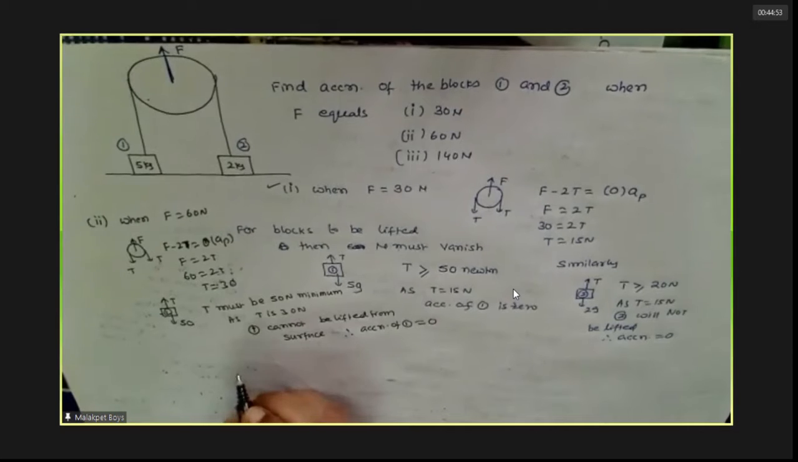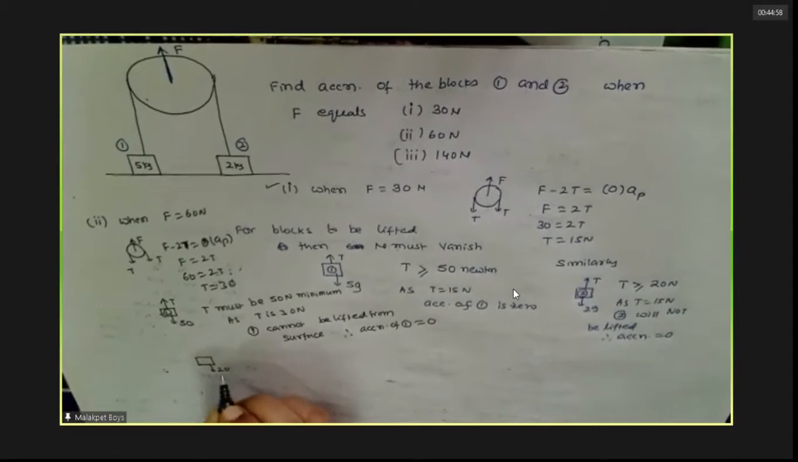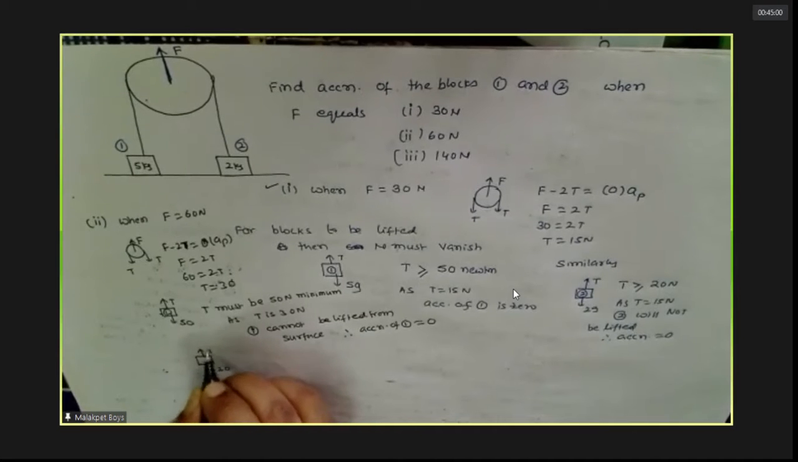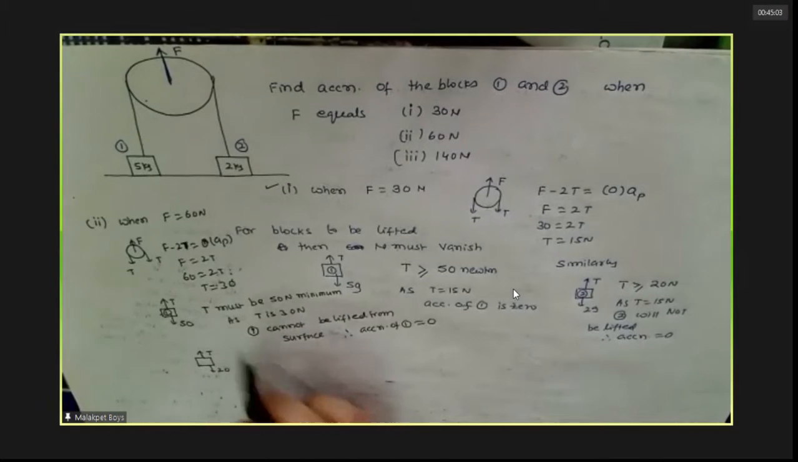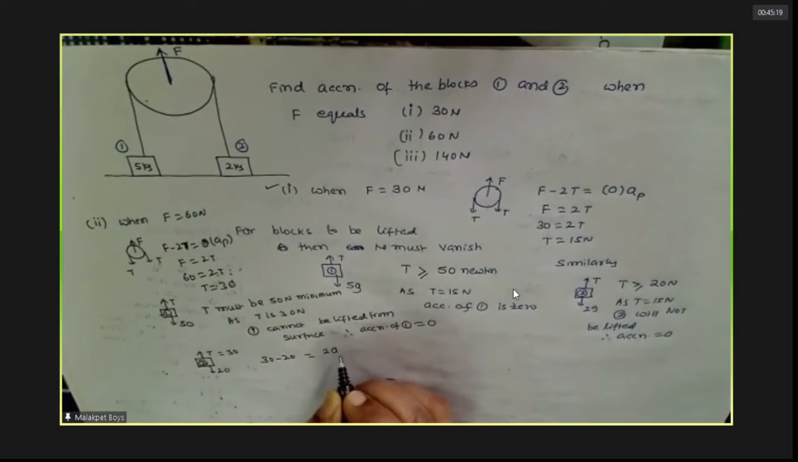Now go back to the right side. If you take 20, this is T. How much did you get? 30, yeah? 30, no? So this will definitely be lifted. 30 minus 20, this is 2 kg, no? Do you agree with this?